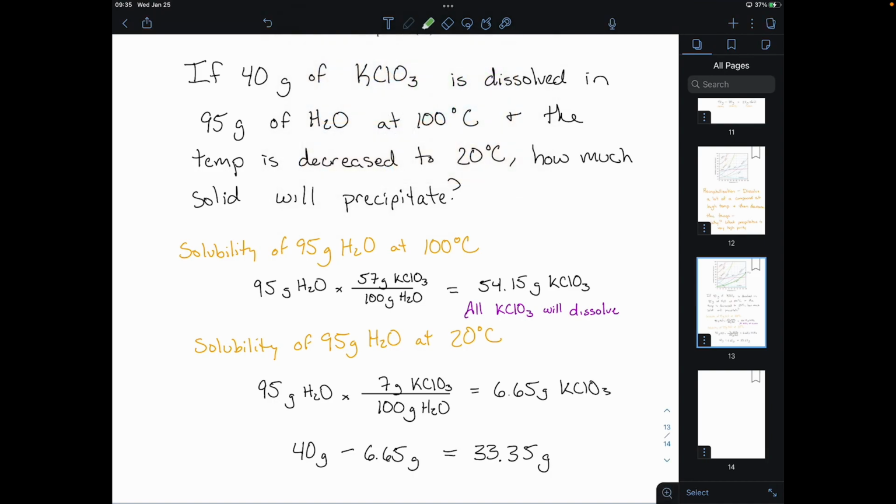All right, so this is my initial. This is the solubility. And so this is what precipitates.